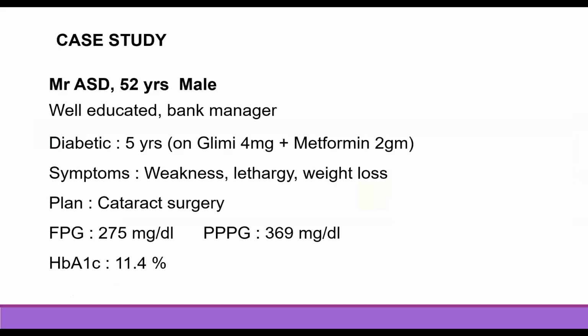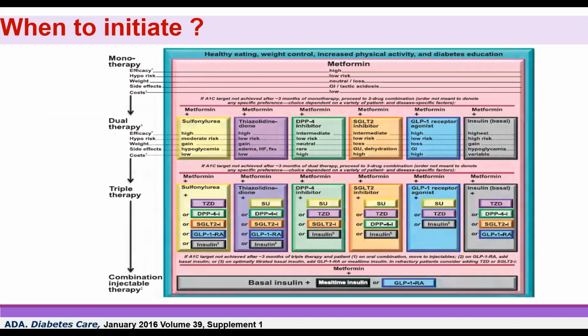Now, this is a 52-year-old male bank manager on glimepiride and metformin, complaining of weakness, lethargy, and weight loss, and he has a plan for cataract surgery, for which he was referred to our clinic. Fasting plasma glucose was 275, PP 369, and A1c was 11.4. So he has very poor glycemic control, despite the fact he was receiving glimepiride and metformin, and he was diabetic for the last 5 years.